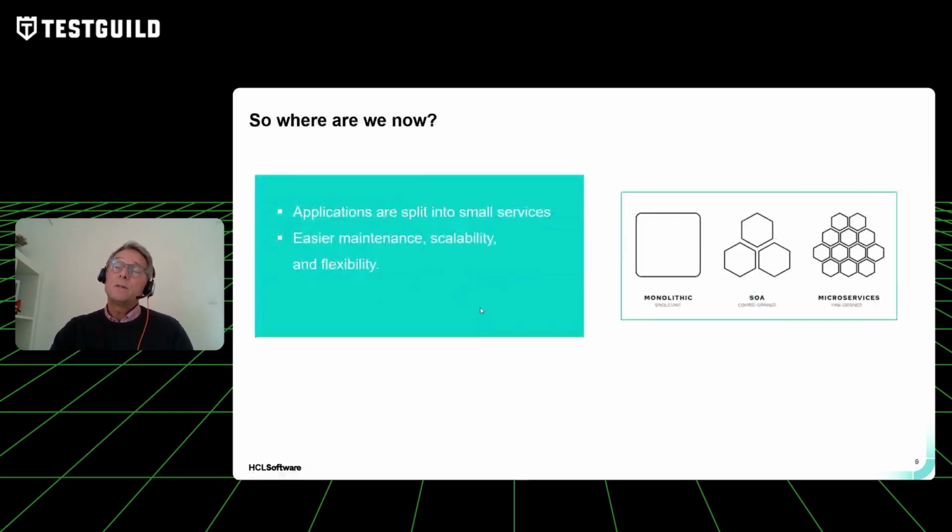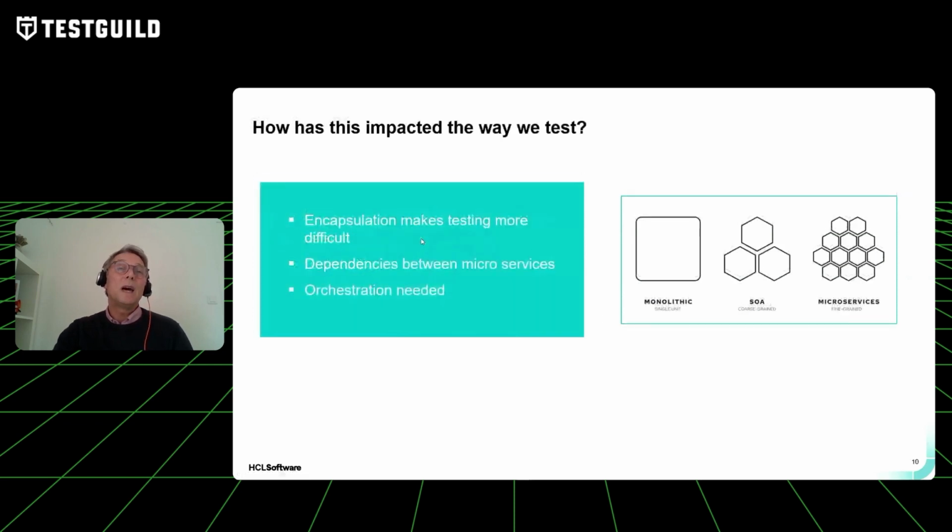Where are we now? Continuing to split from monolith to SOA, and now we're splitting into what we call microservices, which are very little pieces doing very little functionality, but you put all those services together into a big application, so it's easy maintenance. It's very scalable. It's very flexible. It's very reusable, and all that sort of thing that we know. But how did that impact the test?